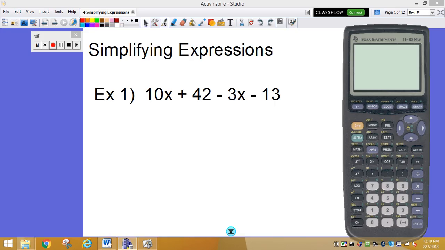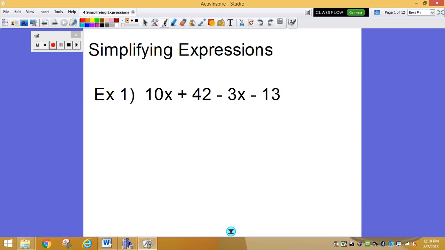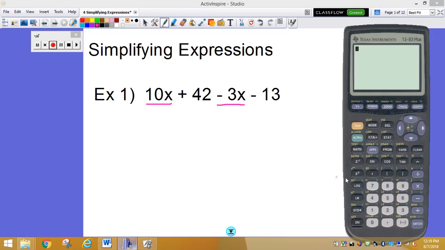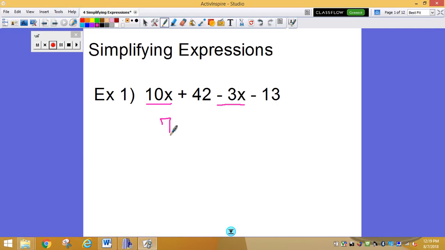Example 1. We're going to start by combining like terms. So I'm going to start with this 10x. I'm going to look through my problem and see where is another x. That doesn't have an x, but this has an x. And when we combine, we always use the sign that is in front of what we're combining. So I'm going to do 10x minus 3x. And if you need to use your calculator, you can. 10 minus 3 is 7. So when I combine my x's, I get 7x.